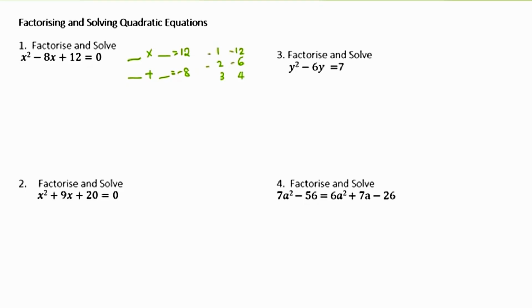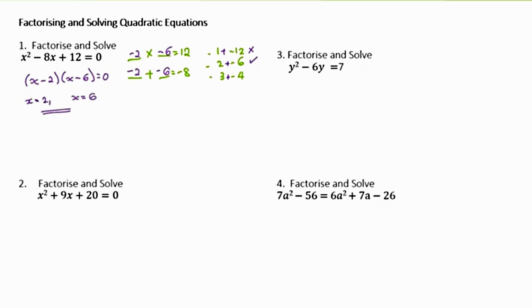So now if we look at which one adds to give us negative 8, negative 1 plus negative 12 is negative 13, but negative 2 plus negative 6 gives us negative 8. So these are the two factors we'll be using, and we can now factorize this equation as x minus 2 in the first bracket and x minus 6 in the second bracket. And to solve it, if we equate each bracket to 0, first, x is going to be equal to 2, and the second solution is x is equal to 6.